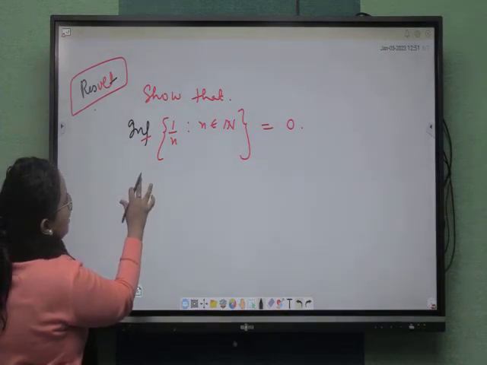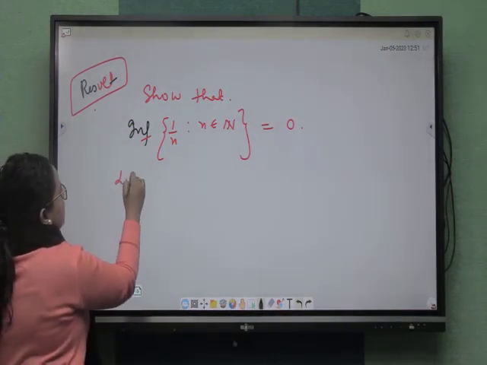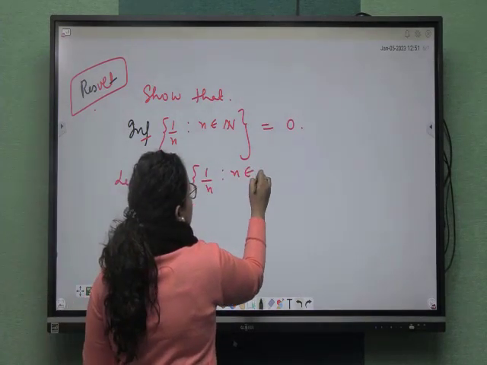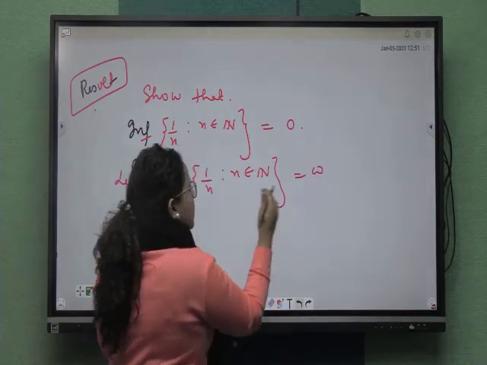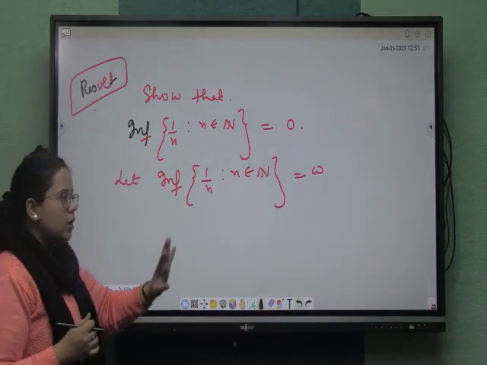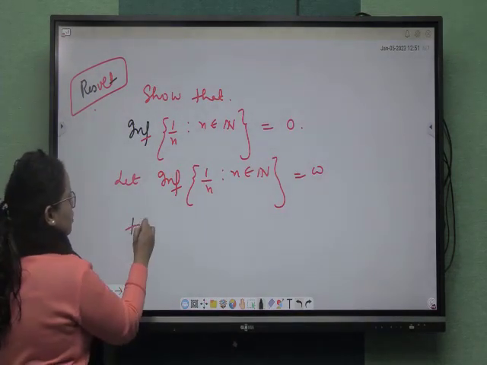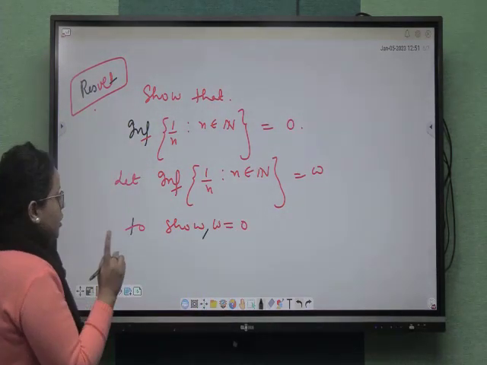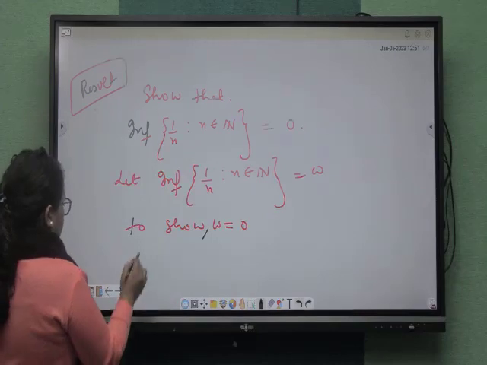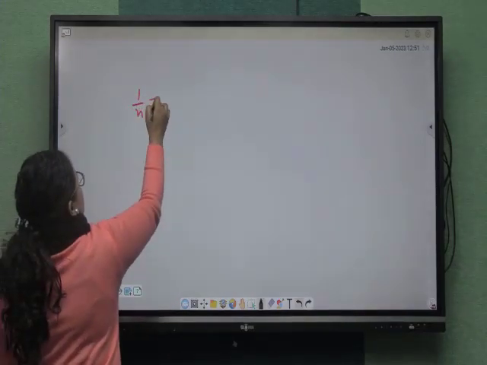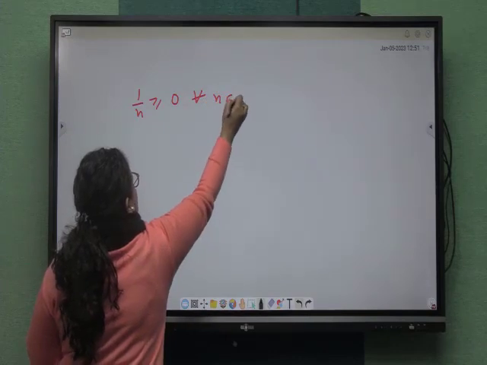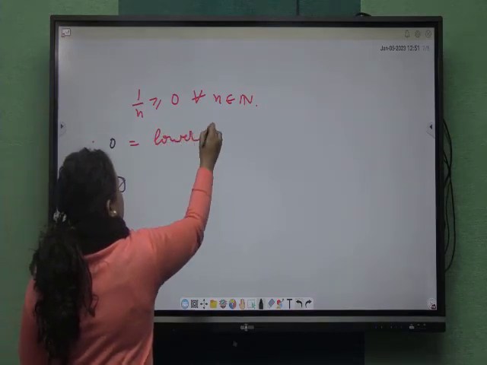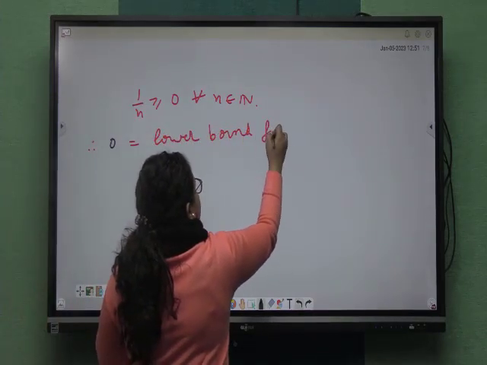Okay, let me do like this. Let the infimum of this set be w. Writing infimum again and again is too long, so we will just write it as w, and our target is to show w is equal to 0. Okay. Now first see, 1 by n is greater than or equal to 0 for all n belongs to N. Therefore 0 is a lower bound for N.